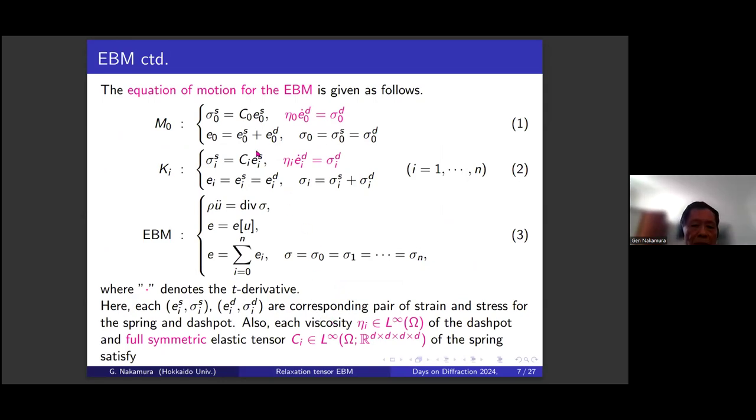Then, what is the equation of motion for the EBM? It's given in this way. This is the equation of motion when there is no external force, where sigma is given by this equation. And this one is related to this M0 and K_i part. Also, this is the total strain, which is the sum of each E_i. And again, each E_i is given by this M0 and K_i.